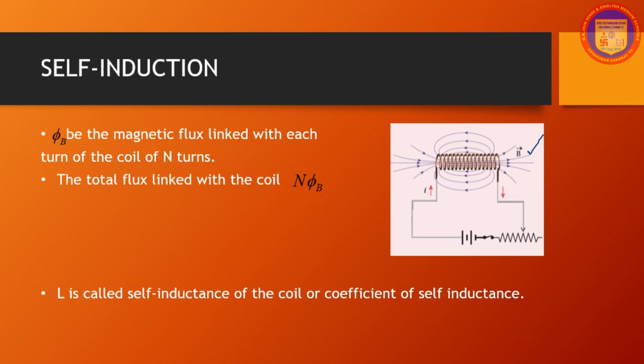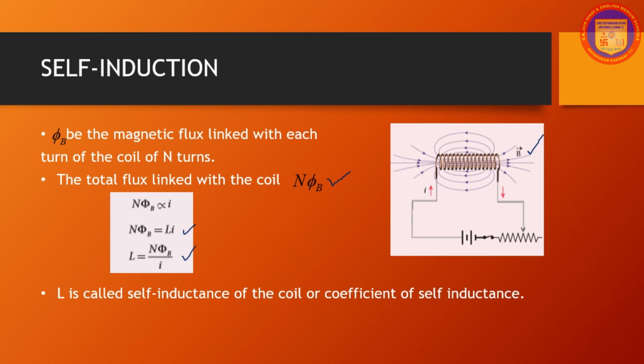Let phi-b be the magnetic flux linked with each turn of a coil of N turns. Then the total flux linked with the coil is N phi-b. It is proportional to the current I in the coil, so N phi-b is directly proportional to I. To remove the proportionality, introduce a constant L. So N phi-b is equal to L into I, and L is equal to N phi-b divided by I.